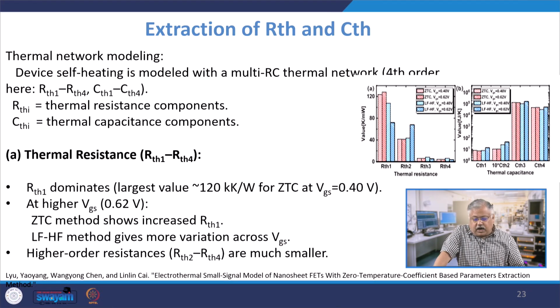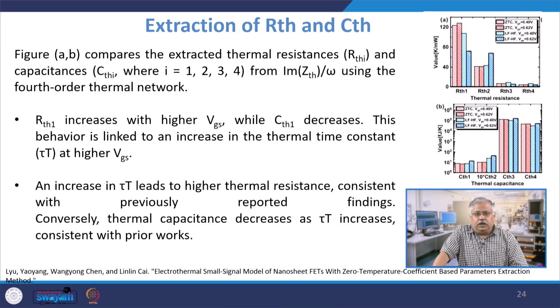This is the variation of RTH and CTH with thermal resistance, and what we can see is that the thermal resistance dominates at VGS equals 0.4 volts, and the ZTC method shows an increased value of thermal resistance, whereas LFHF, the low frequency and high frequency method, gives more variation across VGS, and higher order resistances are much smaller in this case. And you can see from the right hand side figure that the thermal resistances are much smaller for fourth order networks, right? And that's the reason we prefer to have that as the most accurate value here.